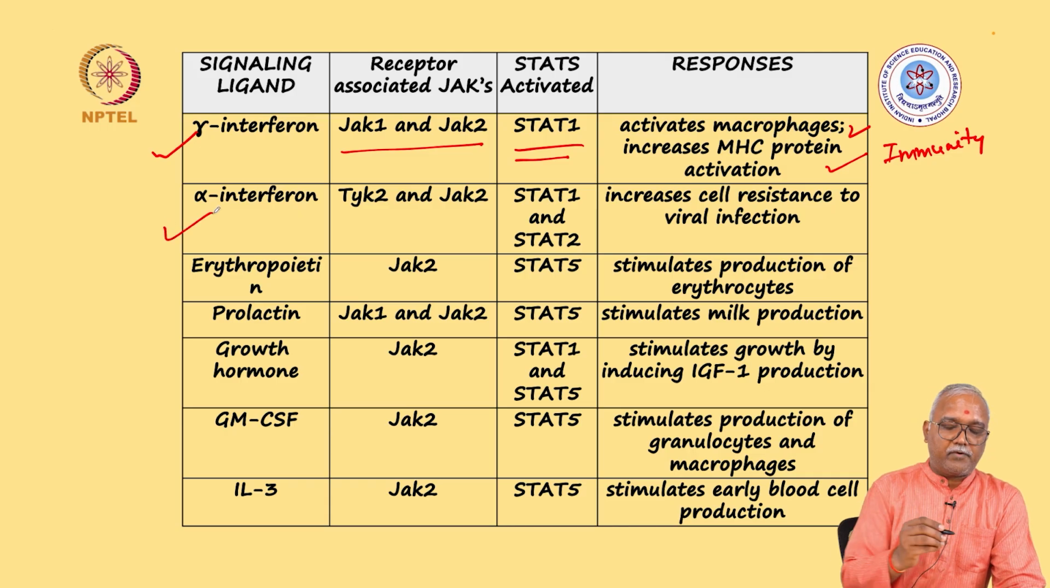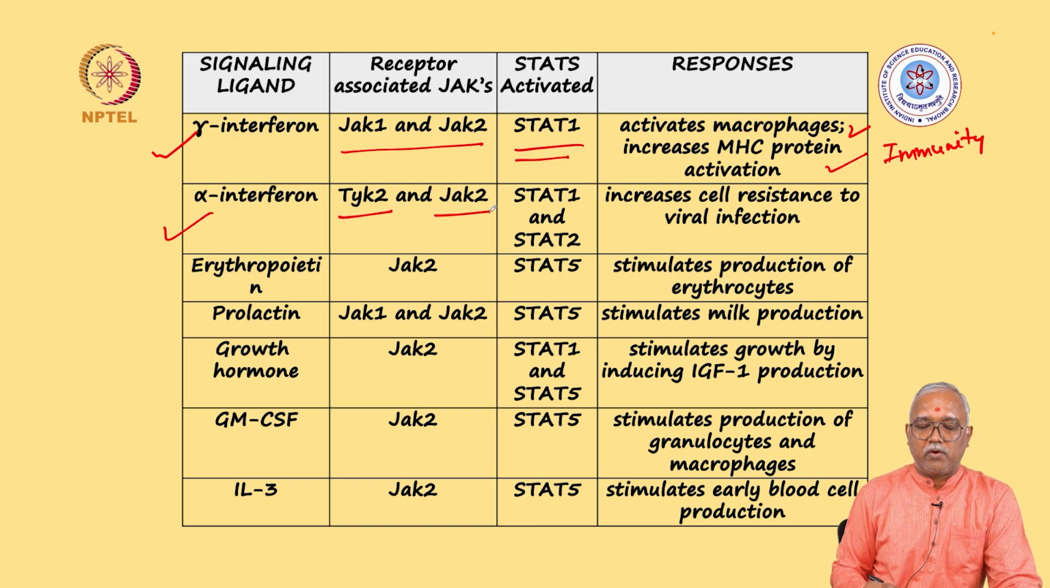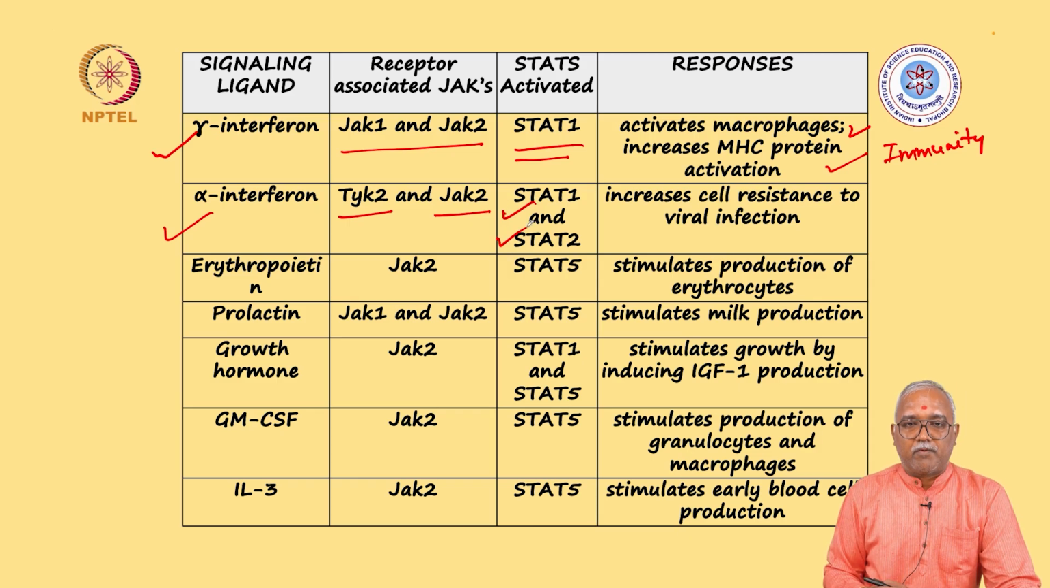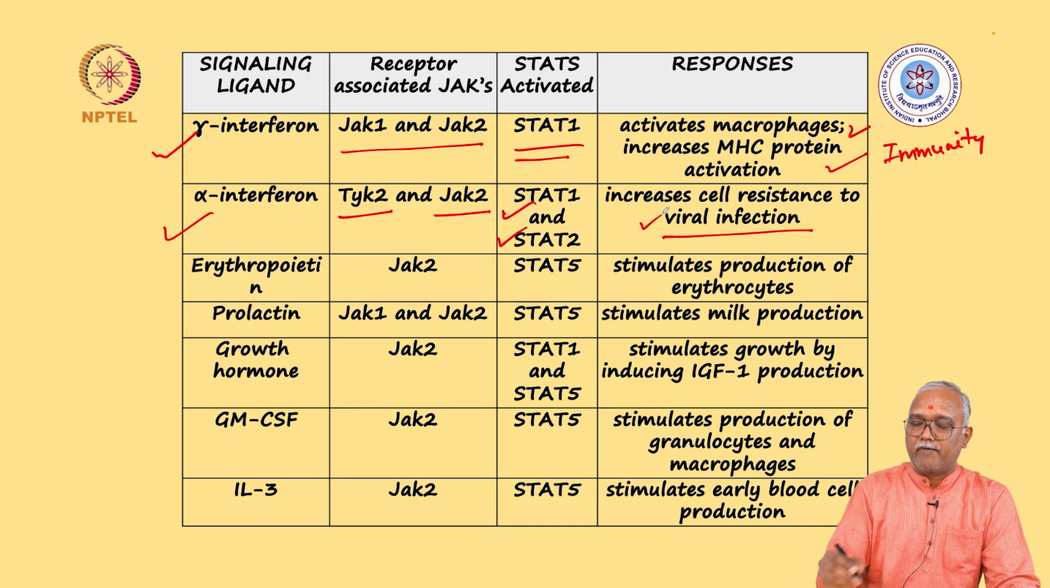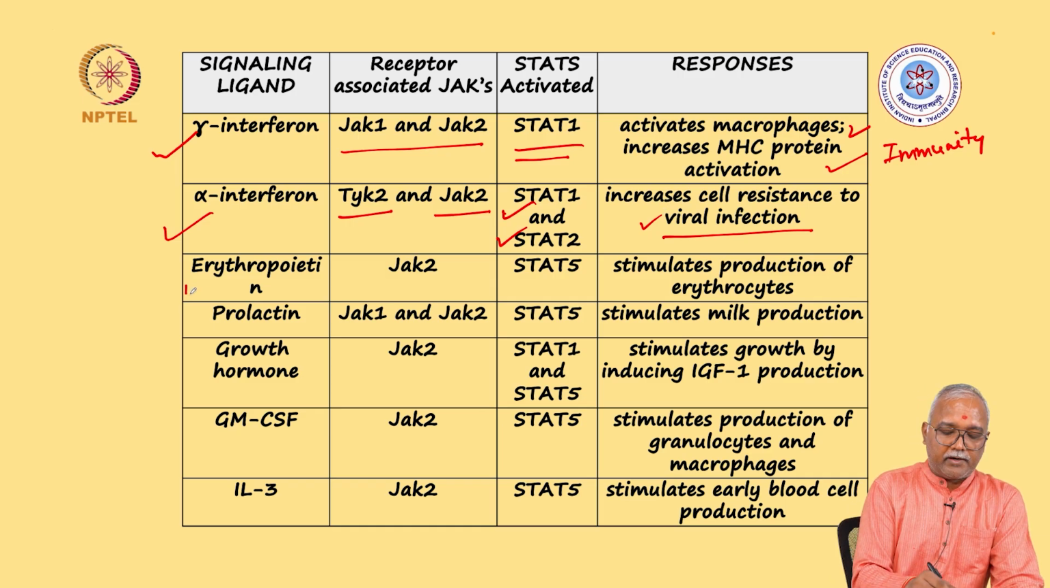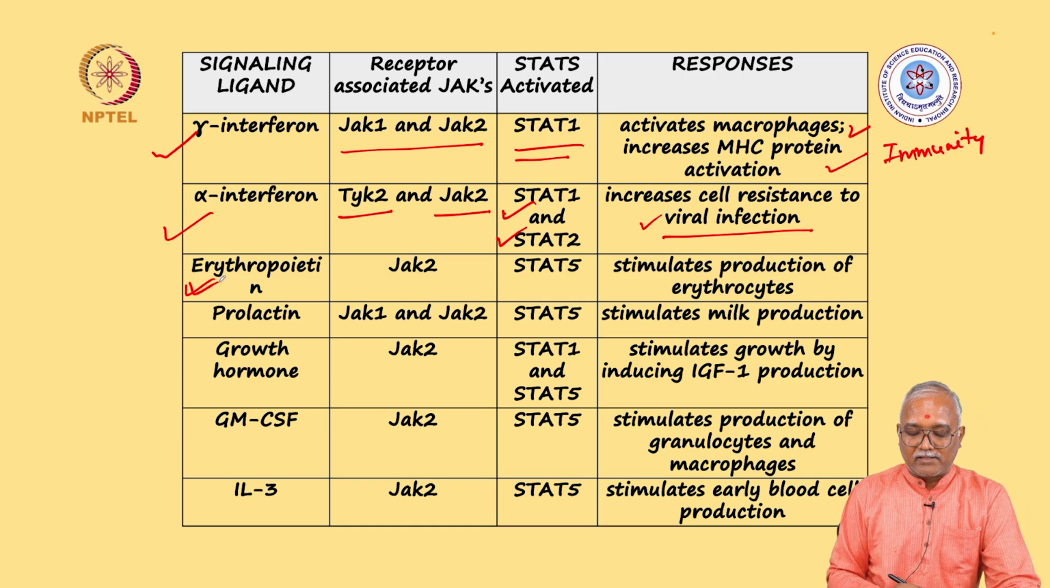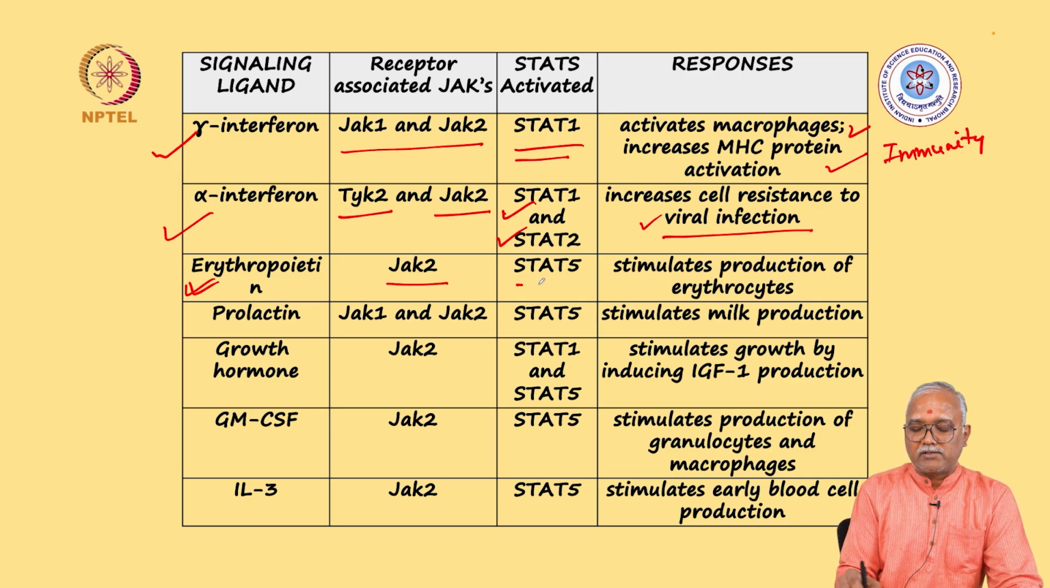Then there is alpha interferon as a ligand. They use another kinase called TYK2, and JAK2, they work in combination. Here you see activation of the STAT1 and STAT2 molecules. So there is a possibility of STAT1 homodimer and STAT2 homodimer as well as STAT1-STAT2 heterodimer, which can activate the signaling, and this will induce resistance to viral infection. Basically, antiviral molecules will be produced so that the cell gains resistance against viral infection. Then there is a molecule called erythropoietin, which is important for blood cell formation, where JAK2 is involved and STAT5 is involved.